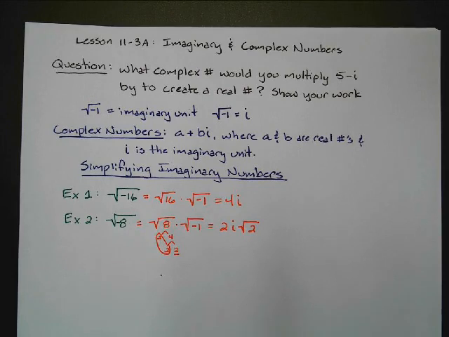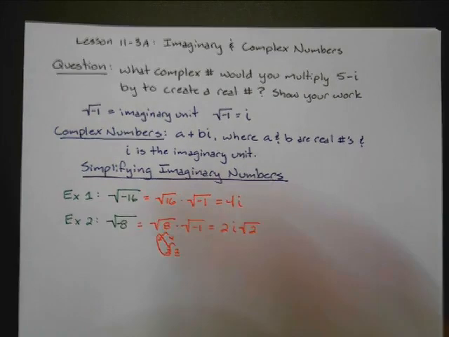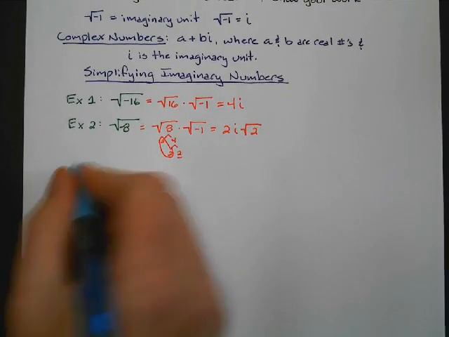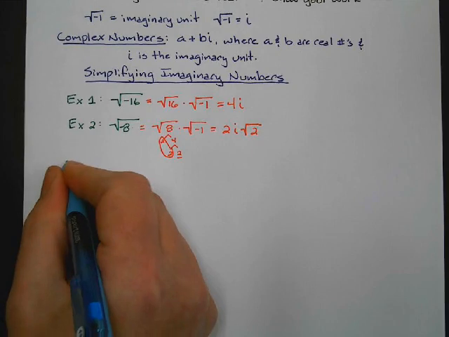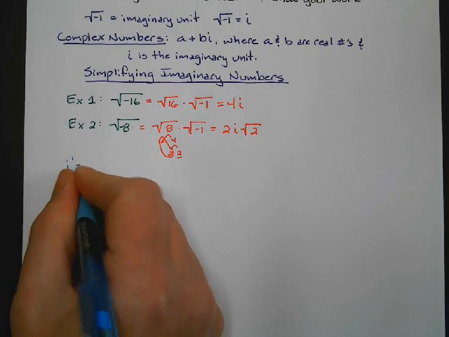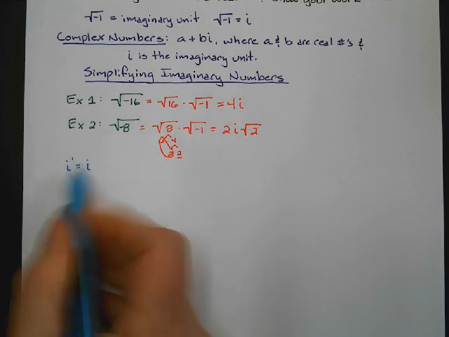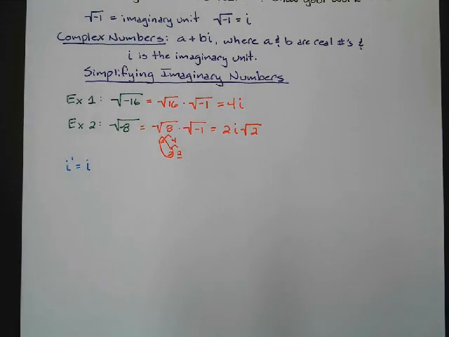All right, next we're going to look at some patterns here. First of all, we know that i to the first power is just going to be i. Because anything to the first power, you don't really need the first power there. It's always there even if you can't see it. So i to the first is going to be i.